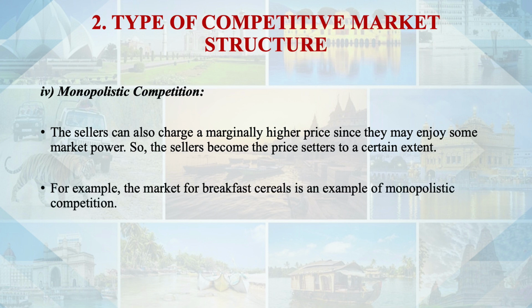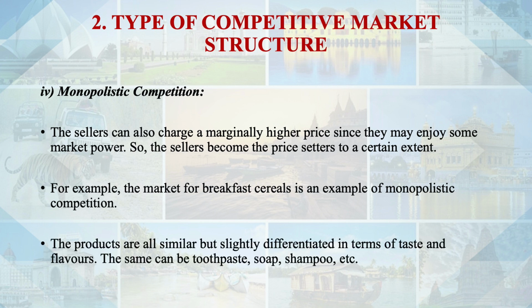For example, the market for breakfast cereals is an example of monopolistic competition. The products are all similar but not the same, as they are slightly differentiated in terms of taste and flavors. The same can be said in the case of toothpaste, soap, shampoos and many other consumer products wherein the products are similar but not the same. Like the example of shampoo that I was talking about: you have the shampoo for cleaning hair, but the ingredients are said to be different even from the same brand. So that is how the monopolistic market works.